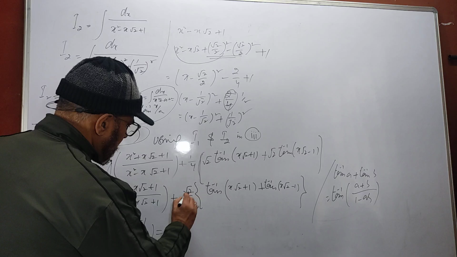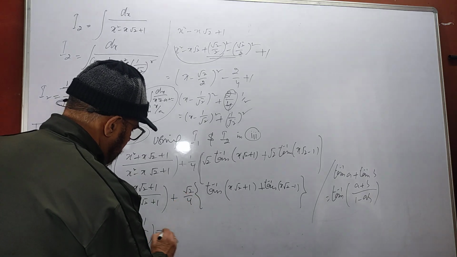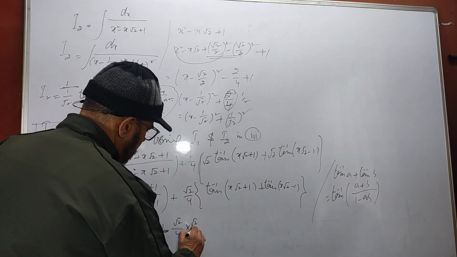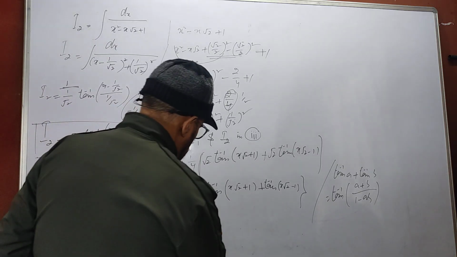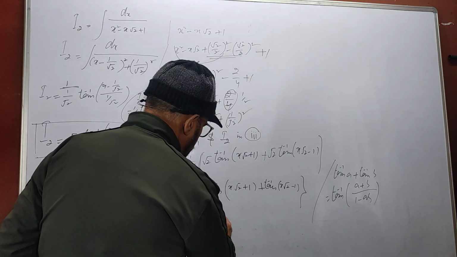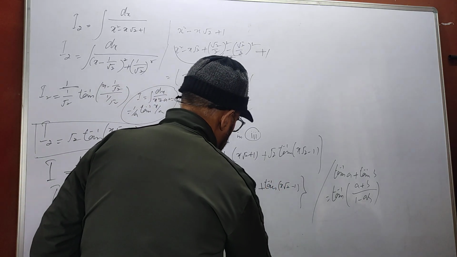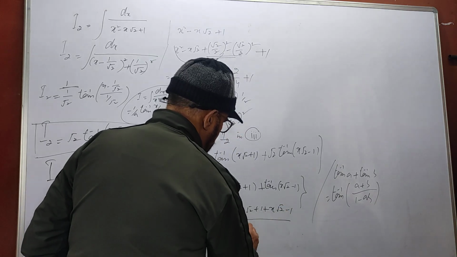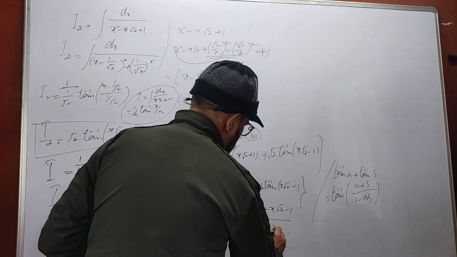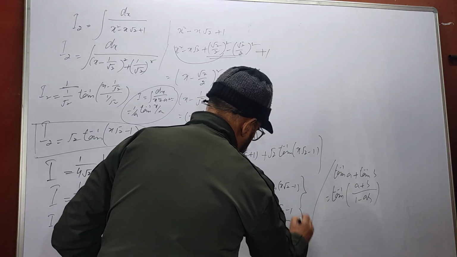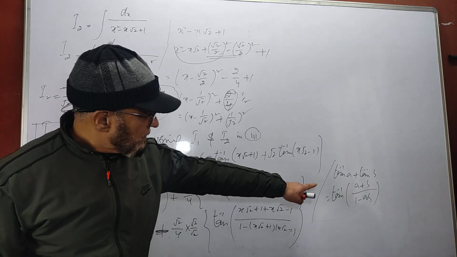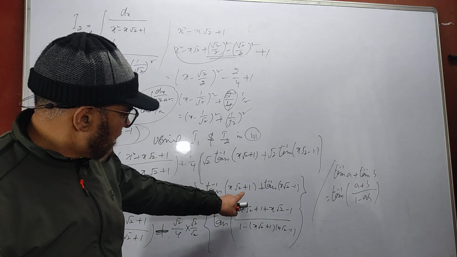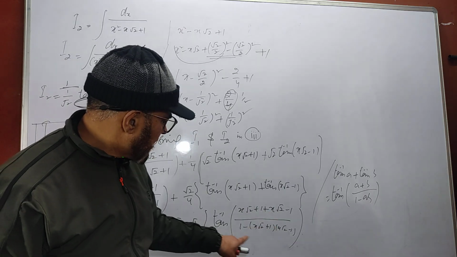This is plus root 2 by 4. I can write it as root 2 by 4 into root 2 by root 2, no problem. This is tan inverse of A plus B, meaning (x root 2 plus 1 plus x root 2 minus 1) upon 1 minus (x root 2 plus 1) into (x root 2 minus 1). Just look at that formula: tan inverse A plus tan inverse B is tan inverse of (A plus B) by (1 minus AB). I am using it here, with A as this and B as this, upon 1 minus AB.